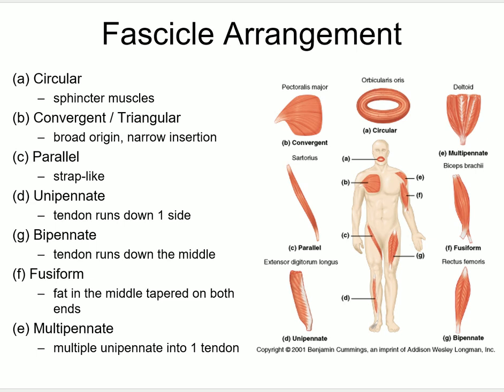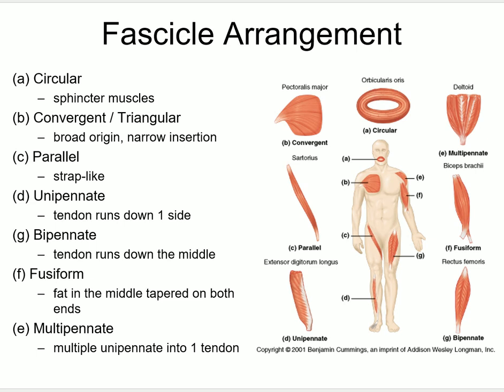So first we have circular muscles. So circular right here, A. So these we call sphincter muscles, and when they contract, the hole in the middle closes up, like you would think a sphincter does, right? So that's where we're talking about circular muscles and the lips, the eyes, the anus. There's a sphincter muscle at the end of the stomach, the organ. Those are all round, and when they contract, that open hole in the middle closes up.